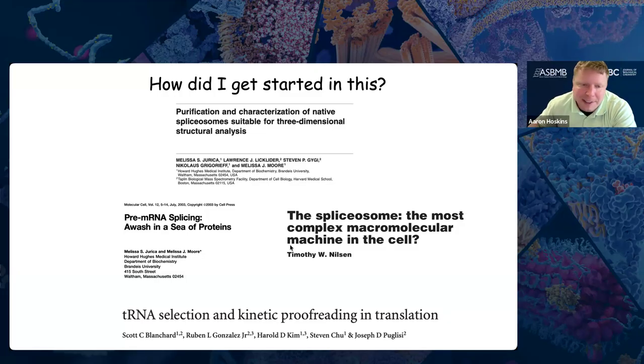Simultaneously, I was very interested in biophysics, and the postdoc project I was interested in involved applying single molecule methods to study the spliceosome, which was just emerging as this incredibly complex machine. Whether or not that was going to be possible, what really inspired me was work from Steven Chu and Joseph Puglisi's labs at Stanford. There was a series of papers by Scott Blanchard and Ruben Gonzalez that showed that single molecule methods could be used to study the ribosome, and that's a similarly complex machine. And so I thought that this would seem to be possible.